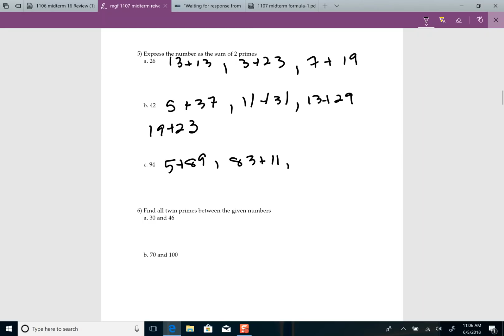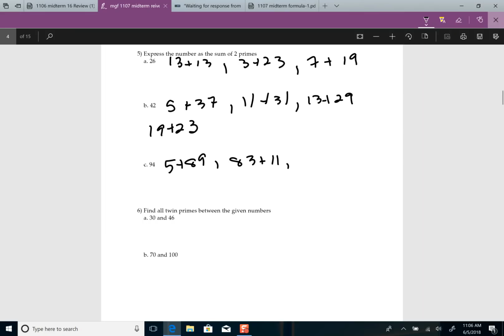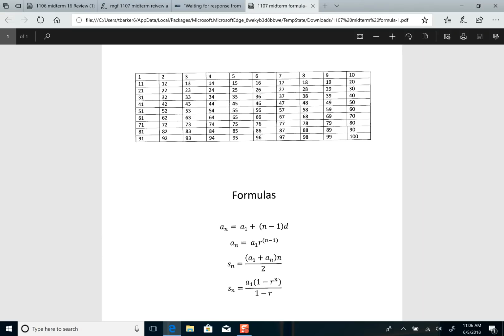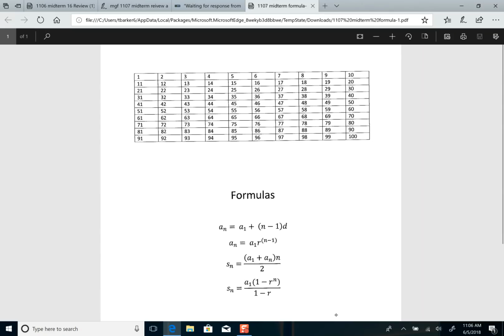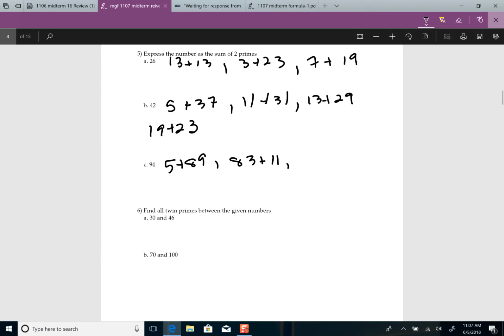All right. So this one says find all twin primes between the given numbers. So it might help, and let's switch over here. This one said to go between 30 and 46. So here I am over at 30 and 46. 31 is prime, but 33 is not, so it's not a twin prime. 35 is not prime. 37 is, but 39 is not. 41 is prime, so is 43, so there's a twin prime. 47 is prime, but 49 is not, so that doesn't work. So right now, let's go back and write the 41 and 43.